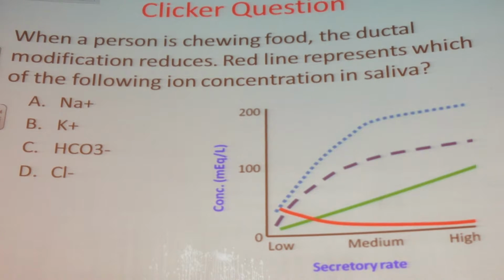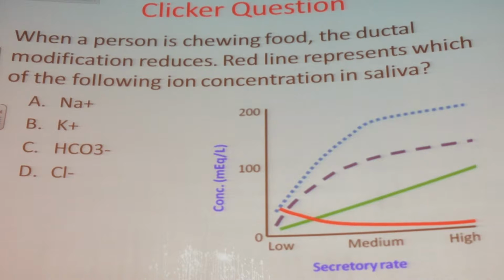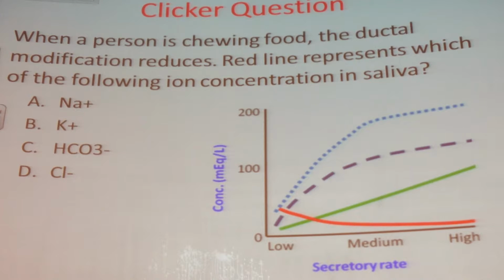All right, so answer this question, and please talk to your neighbor to see if we can get this question clear. One thing I want to draw attention to is that now we are comparing low saliva secretion to high saliva secretion, not compared to the plasma. Okay. What does the red line represent? Which ion concentration? You can talk to your neighbor if you want.